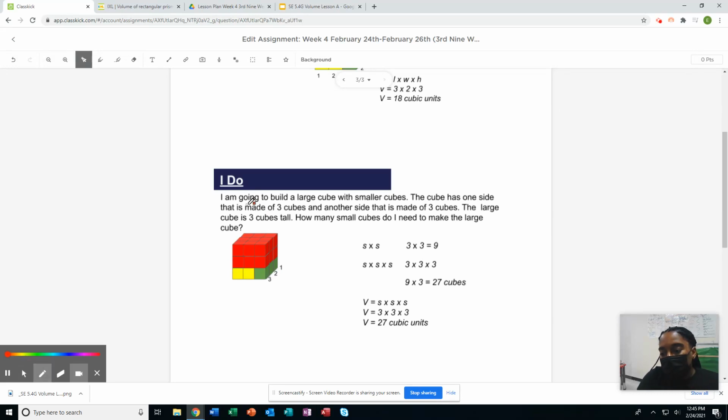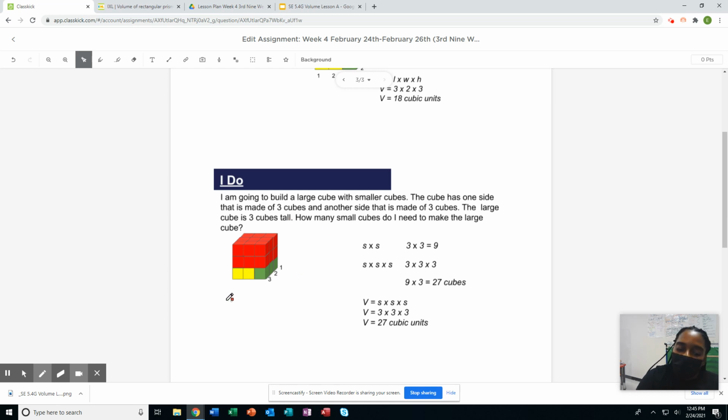All right, so this is our second I do for today. It says I am going to build a large cube with smaller cubes. The cube has one side that is made up of 3 cubes and another side that is made up of 3 cubes. The large cube is 3 cubes tall. How many small cubes do I need to make the large cube?